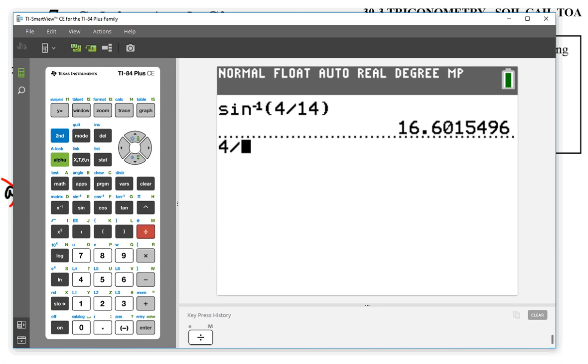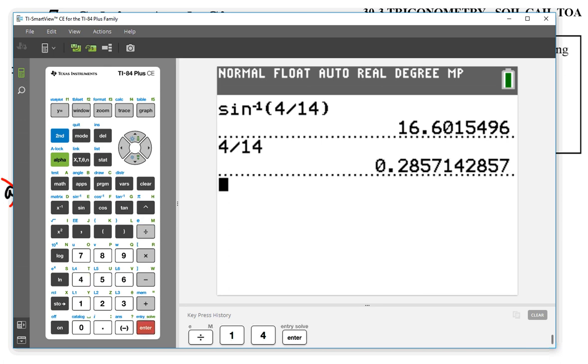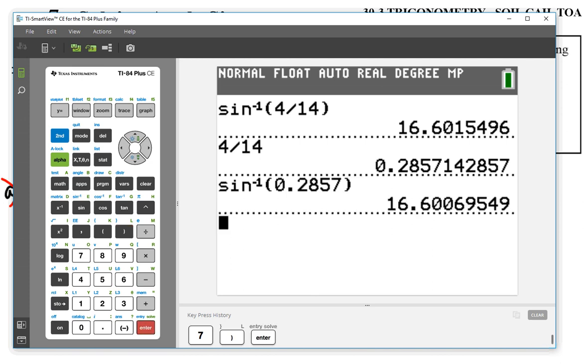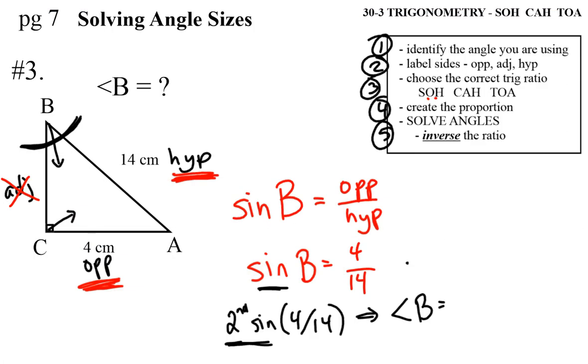What's the other possibility we talk about? We could first divide the fraction, 4 divided by 14, to get a decimal. Now we second sine, and we punch in the decimal. 4 decimal places. 0, decimal, 2, 8, 5, 7. And that's still going to be 16.6 or a 17-degree angle. Same thing, either way. 17-degree angle. There's your trig solving an angle size.